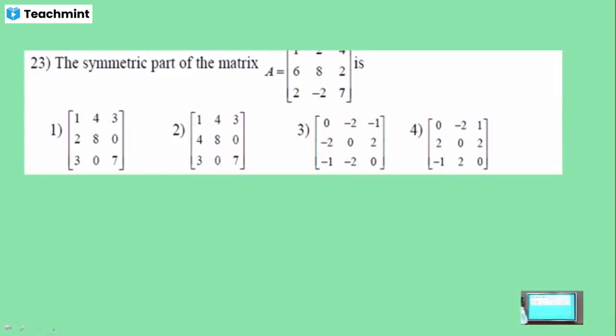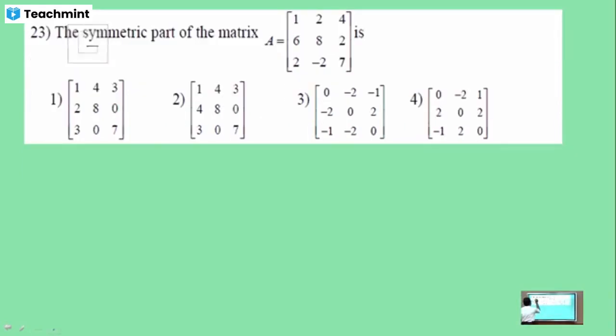Same problem is asked in another form. There are a few changes in the wordings, so observe that. Everything else is the same. Again it is asked: the symmetric part of.